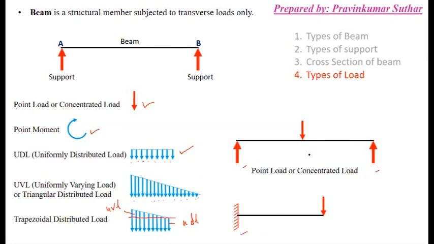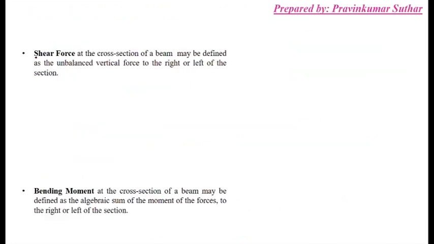Different types of force: as you can see, this is a simply supported beam and this is a cantilever beam. If a point load acts on the simply supported beam, it acts like this. On the cantilever it acts like this. So what is shear force? Shear force at any cross section of a beam may be defined as the unbalanced vertical force to the right or left of the section. Bending moment at the cross section of a beam may be defined as the algebraic sum of the moments of the forces to the right or left of the section.